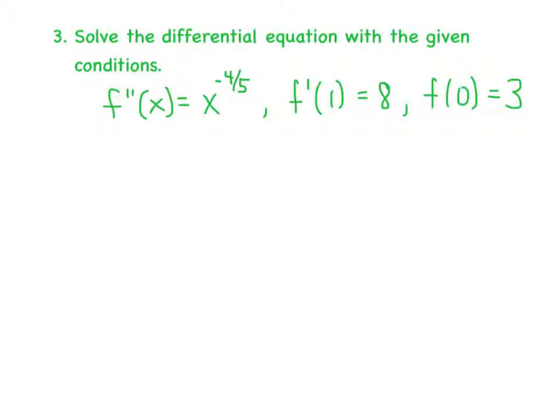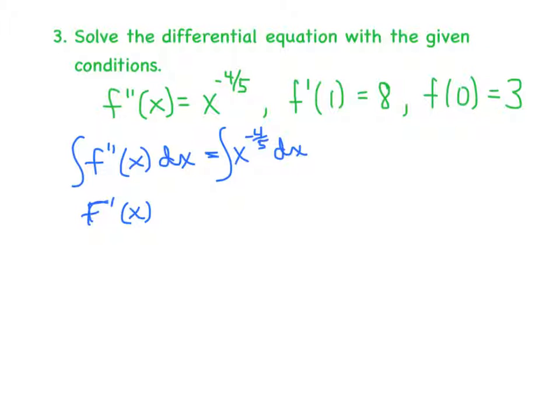Let's start by doing the integral of the second derivative, which is equal to x to the negative 4/5, so the integral of x to the negative 4/5 dx. So this is going to be f prime of x is equal to, all right, we're going to have here x to the, if I add 5 over 5, I would have 1/5. Divided by 1/5 would be the same as multiplying by 5, plus c.